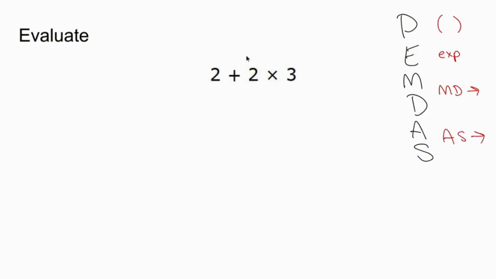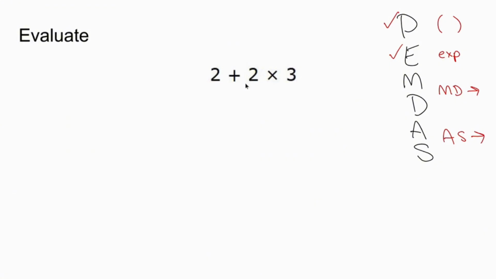So what we're going to do is see if there's any parentheses. Well, there isn't, so I don't have to worry about the P in PEMDAS. Then you see if there's any exponents. Well, there isn't, so we don't have to worry about the E in PEMDAS. Now, this is multiply, divide, left to right.